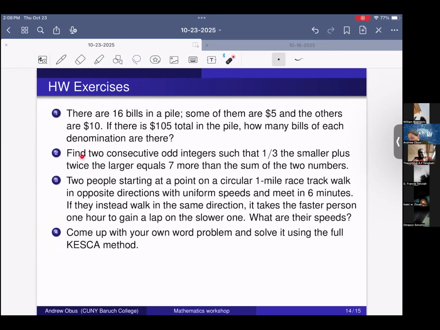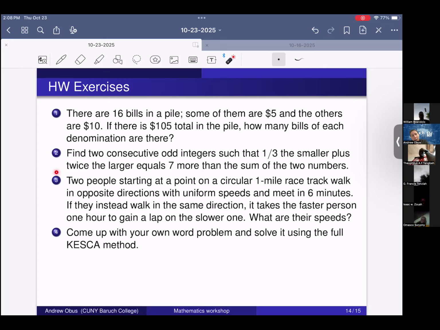Number 2, find 2 consecutive odd integers such that 1/3 the smaller plus twice the larger equals 7 more than the sum of the 2 numbers. Sounds confusing when you say it, but if you just write down the key and write down the equation, you'll be able to solve it. The math is not going to be too hard.